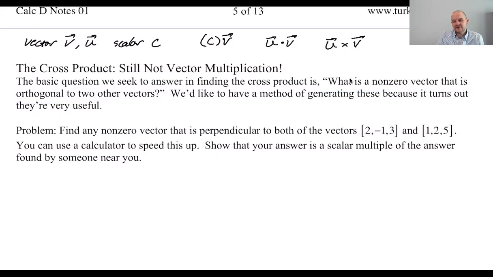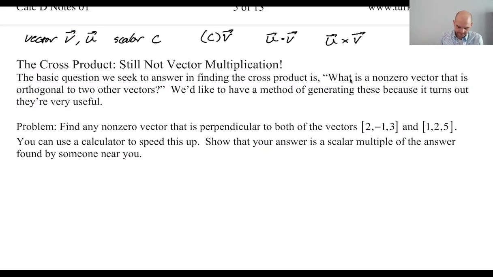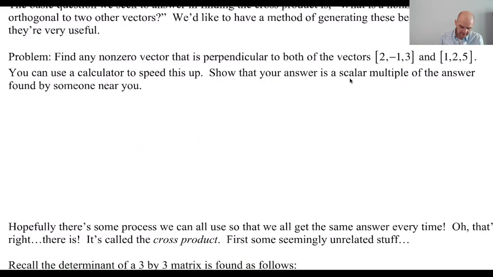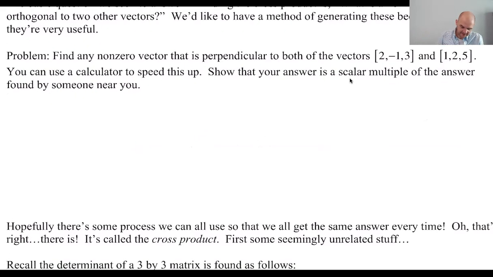If we just have one vector and we want a vector orthogonal to it, we can use the dot product, right? Because if the dot product is 0, then the vectors are orthogonal. Here we want a single vector that is orthogonal to 2 given vectors. So what we're going to do is see if we can just work it out. We want to find any non-zero vector that is perpendicular to both the vectors 2, -1, 3, and 1, 2, 5. We're going to use a calculator to speed it up.